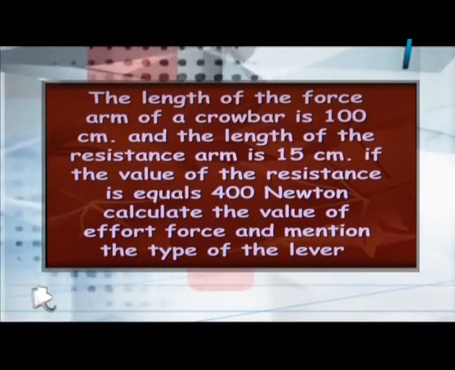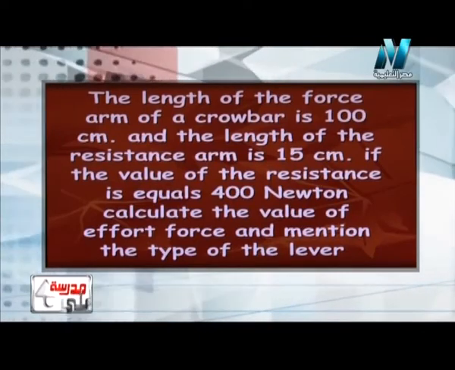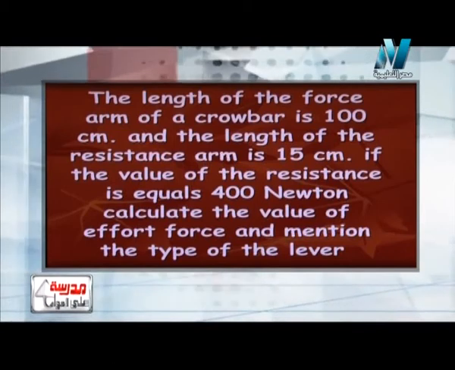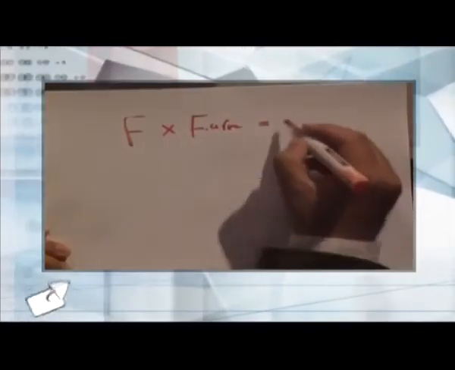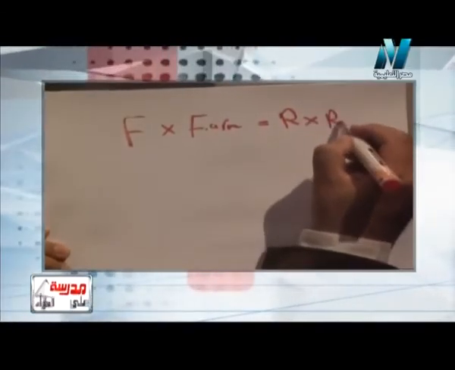So let's answer these questions. The first step is what? Surely writing the lever's law. The lever law says what? Effort force by effort force arm equals resistance by resistance arm. It's a very easy law, but it's very important at the same time. So let's write effort force by effort force arm equals resistance by resistance arm.